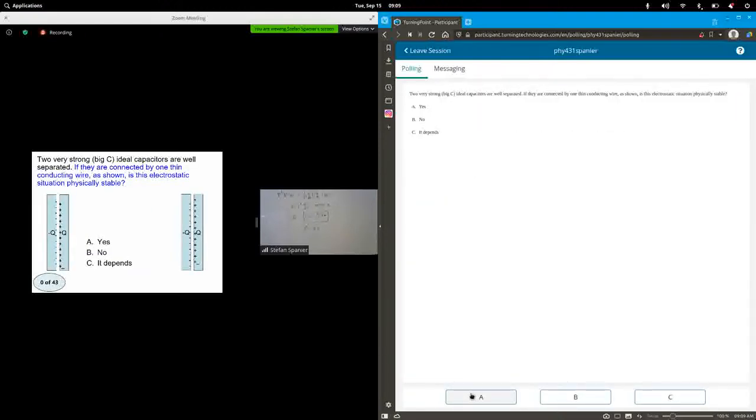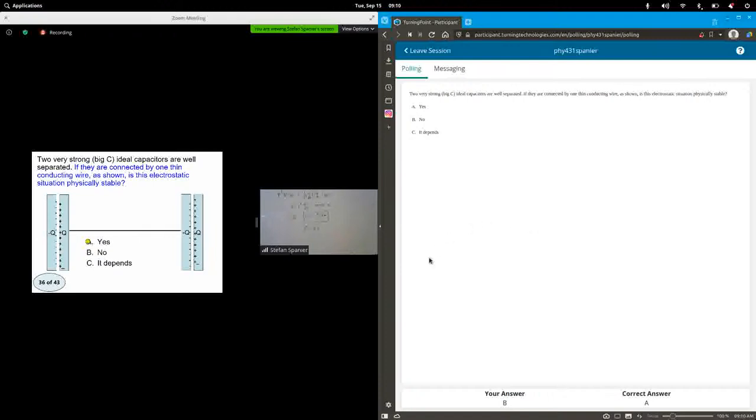So two very strong capacitors are well separated. If they're connected by one thin conducting wire as shown, and it is not shown, so I have to indicate, the wire goes from this plus Q here to this minus Q here. So the two innermost capacitor plates are connected to each other. Is this situation electrostatic? Is this an electrostatic equilibrium, one could ask, or is it physically stable? And in this case, the answer is yes.